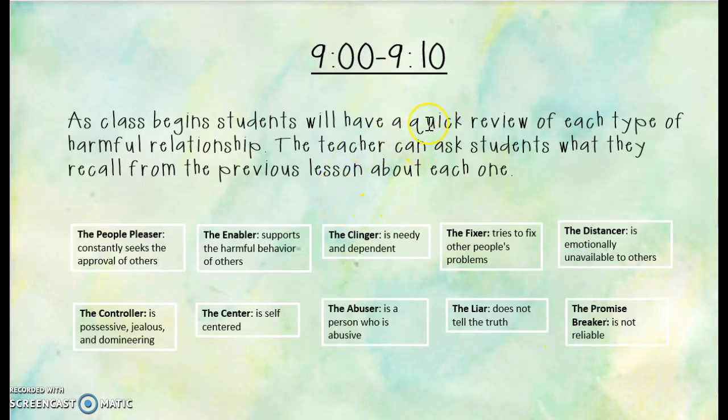So for the first 10 minutes of class, we'll just define each of the harmful types of relationships, and I'll write them on the board with these simple definitions. And this will come in handy later when we perform the skits, because it'll serve as a word bank, because the other students will be guessing what type of harmful relationship the group who's performing the skit is depicting.